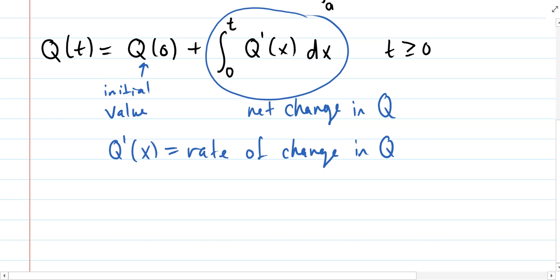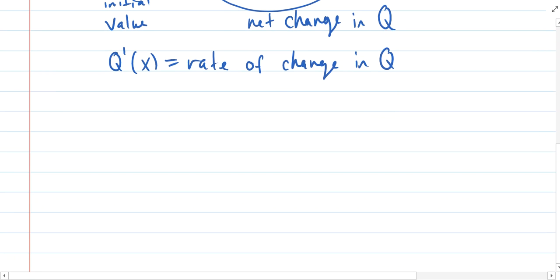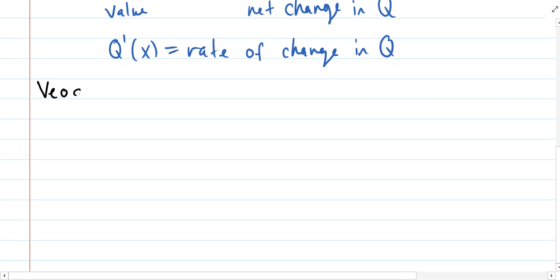So when you integrate it, you get how much q has changed, which is the net change. That's how much you've accumulated or lost. All right, what is this used for? Let's start with the velocity. There are other problems, and we'll get to those. But there's velocity problems.